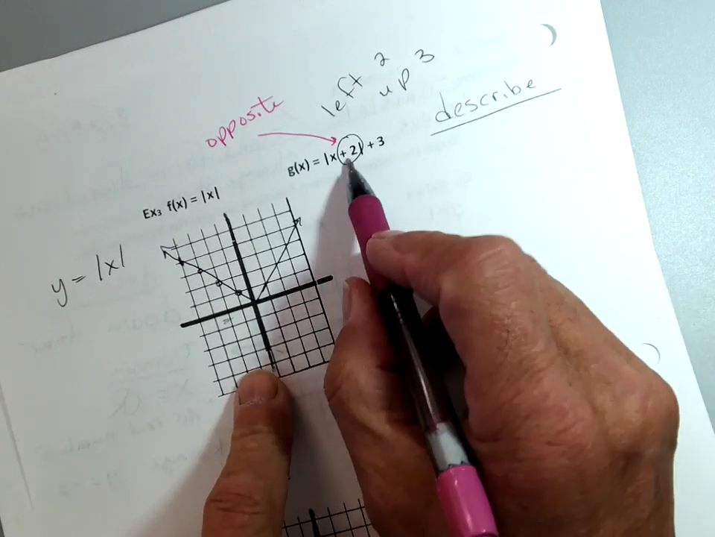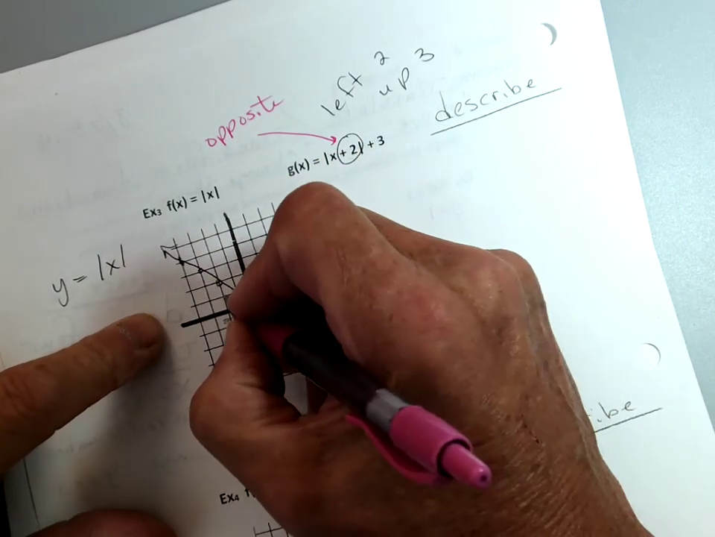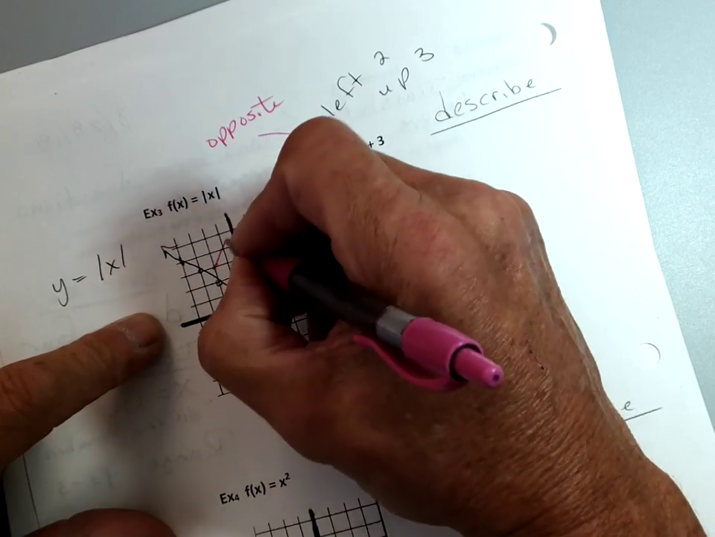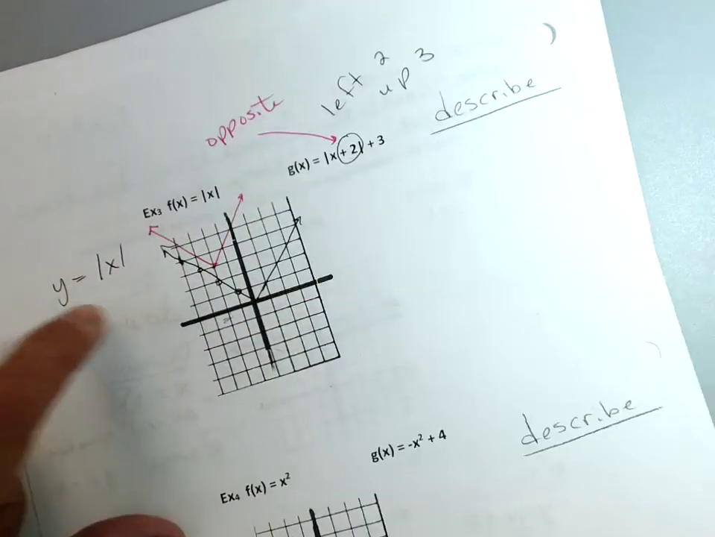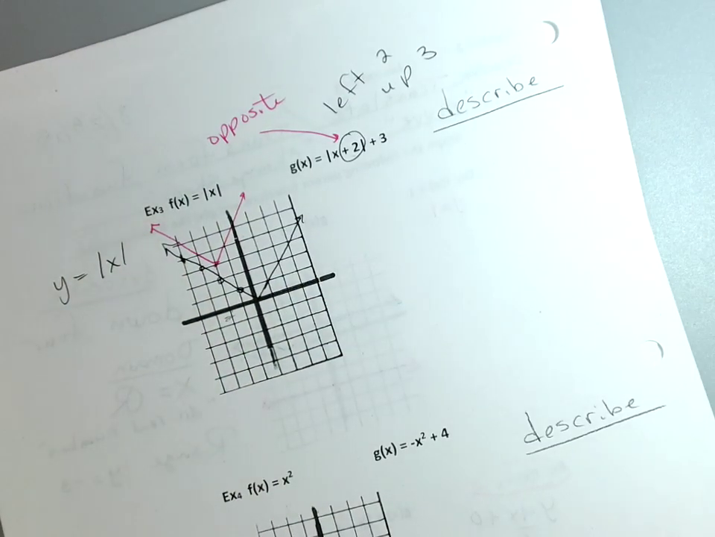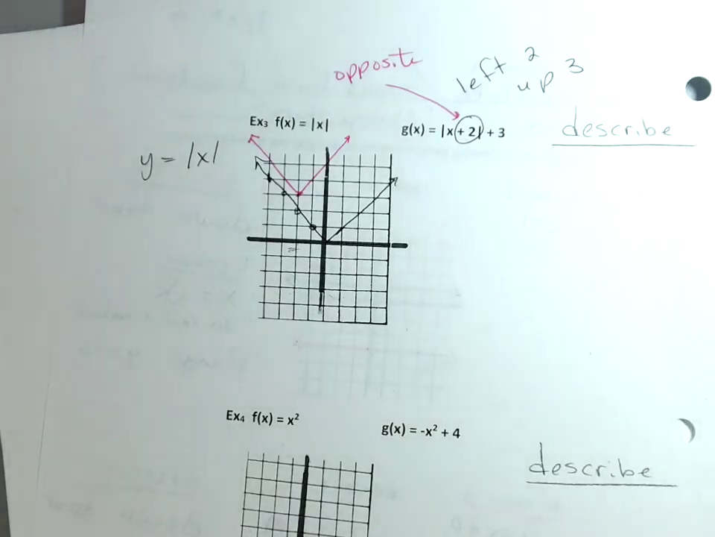So I'm going to go to negative 2. I'm going to move it back 2 and up 3. So it goes right there, okay? Okay, there it is. Moved it back 2 and up 3. Now, all right, why? And I want you to know why, okay? Lauren, you listening?